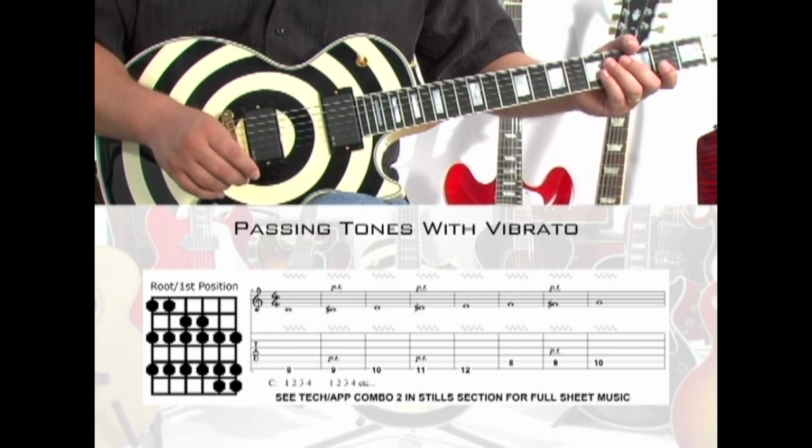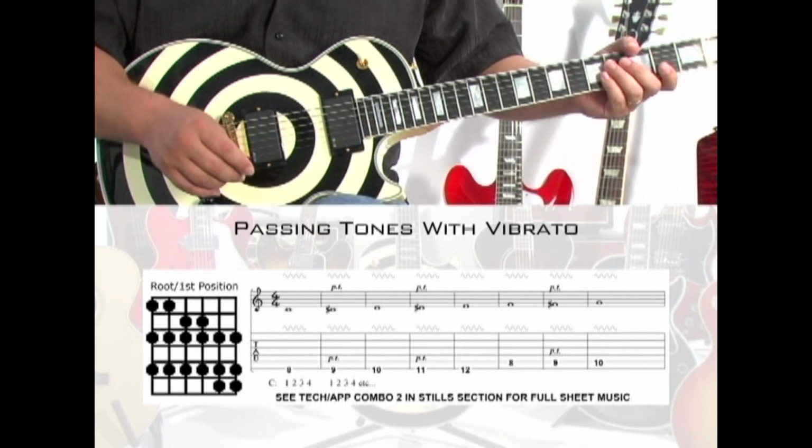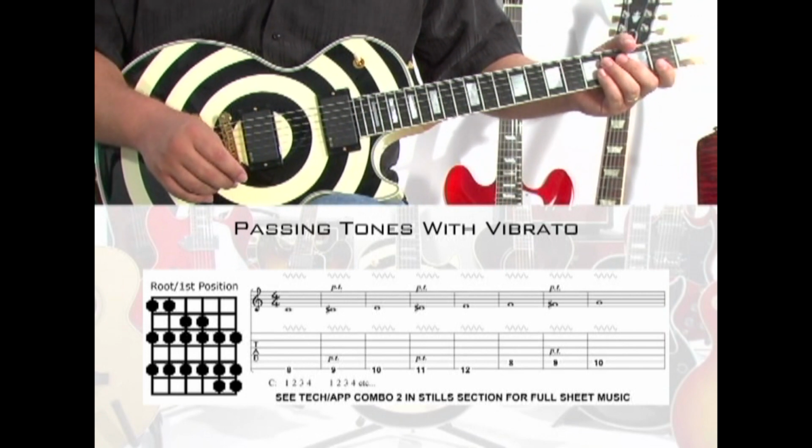Here's a combination of passing tones with vibrato. Play this exercise at a slow pace, holding each note for a 4 count. Bend the string for each count. We're going to play it at 125 BPM.